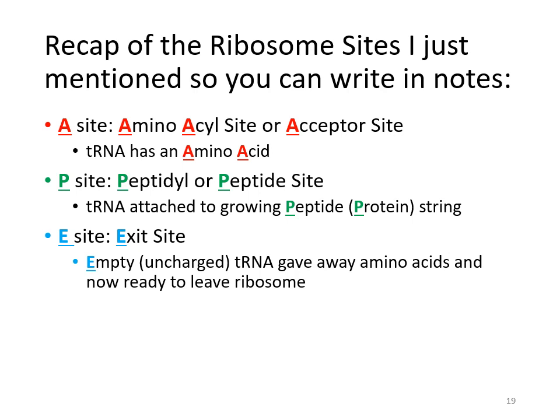A, amino acid, P, growing protein, peptide, whereas E is the exit, an empty tRNA, okay? So we'll go into more detail with this in a few slides. But first, we need to review some other material dealing with proteins.